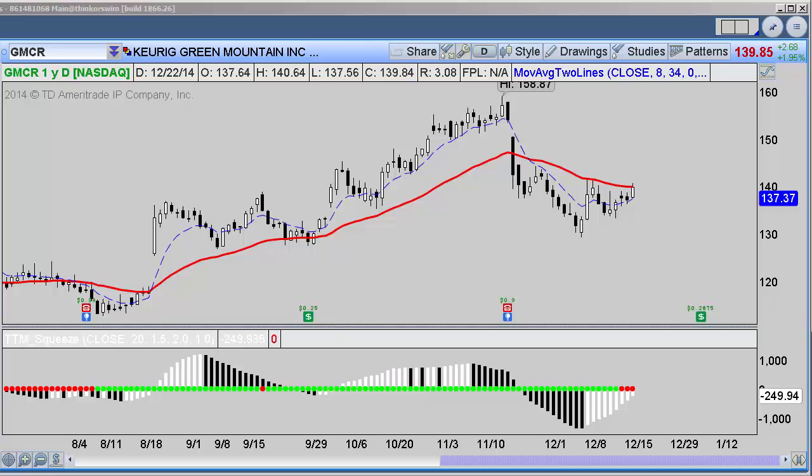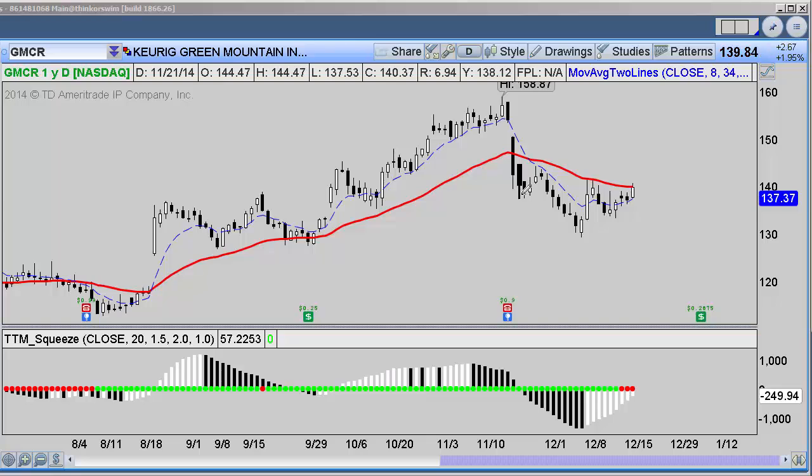an idea that John had shared in one of the previous videos, looking here at GMCR. So this ticker is kind of unique in the fact that it is not the most bullish trend on the planet. Obviously GMCR has taken a little bit of a hit here, but the whole reason we're even interested in playing this is because of the daily squeeze.